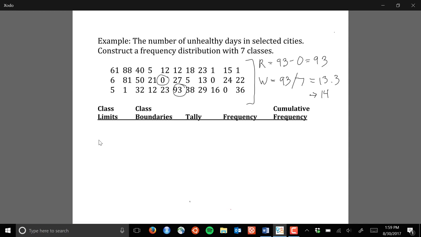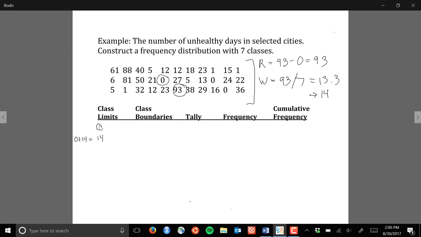Now that we have our range and our width computed, we can start determining the class limits for our various classes. Generally, the very first class has a lower limit equal to the smallest value in our data set, which in this case is 0. So the lower class limit for the first class is 0. We get the subsequent class limits by successively adding the class width to the lower class limit from the previous class. Since the lower limit of the first class is 0, the lower limit of the second class is 0 plus the class width, 14, which gives us 14.